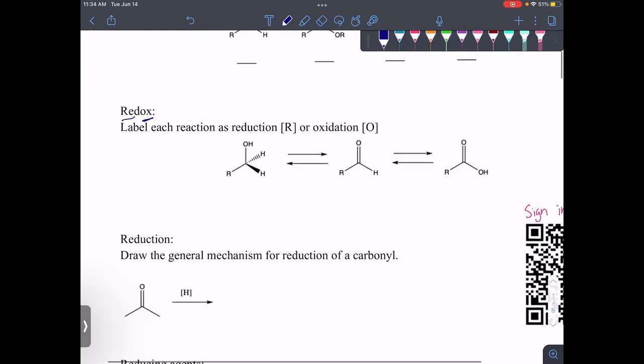So in reduction, yeah, forget the electrons. So in reduction, we're increasing the number of hydrogens, or increasing the number of bonds to hydrogen. Yes. So reduction, if there's an increase of hydrogens or bonds to hydrogen, the molecule is reduced.